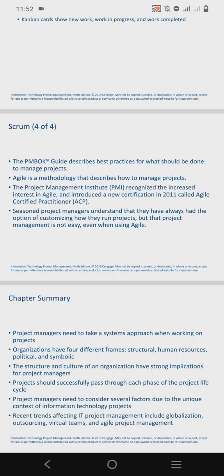So seasoned project managers, that is project managers with a lot of experience, understand that they have always had the option of customizing how they run projects. They can customize how their projects are run. However, they also understand that project management is not easy, even when using agile. And then we have come to the end of this chapter.